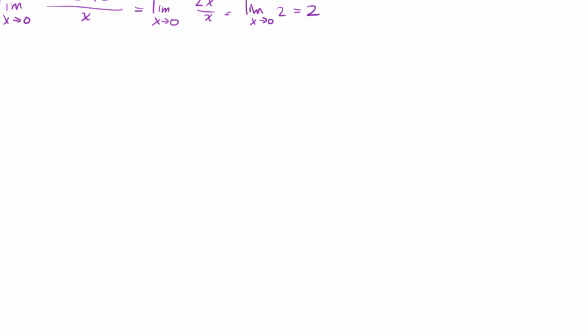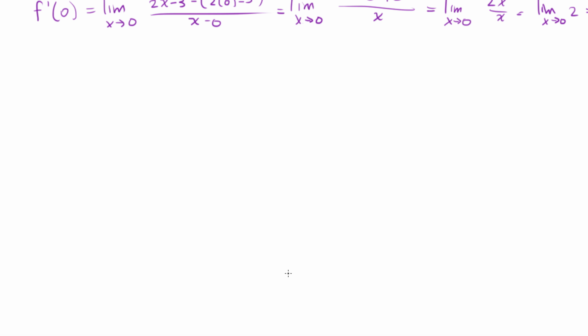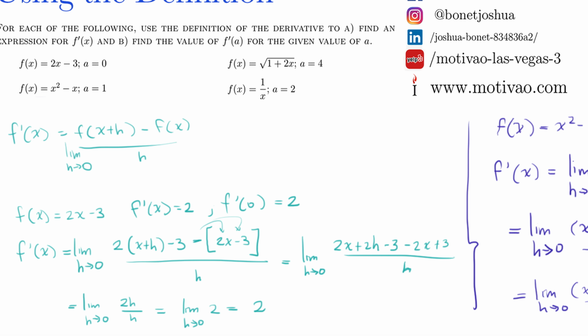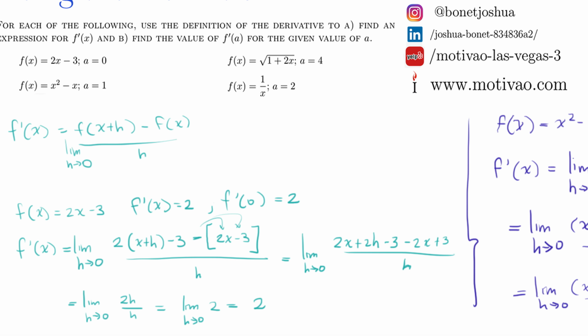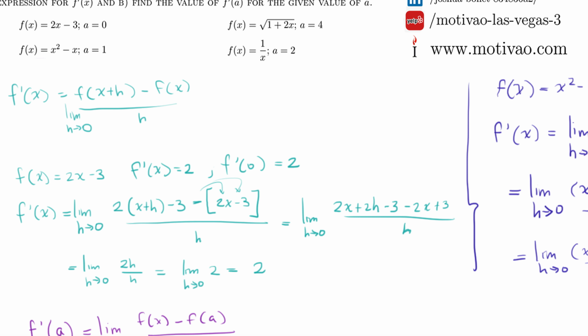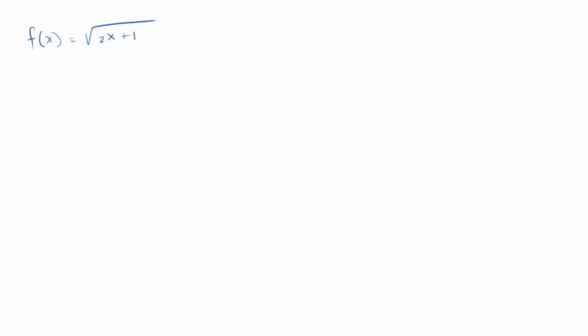Alright, so now let's look at my next function. So my next function is going to be the square root of 2x. Okay, so again, if f of x equals the square root of 2x plus 1, let me double check that. Yeah, and then you want a equals 4. So first I'm going to find f prime of x.